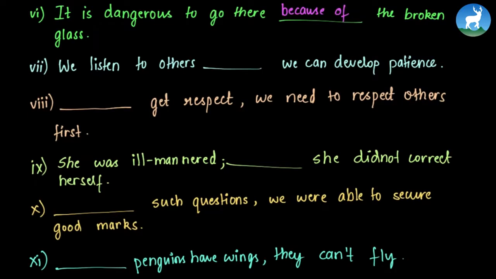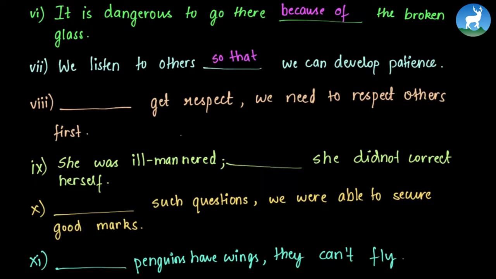Next, we listen to others, we can develop patience. So we can say, we listen to others so that we can develop patience. So this sentence is basically trying to answer why. Why do we listen to others? In order to develop patience.